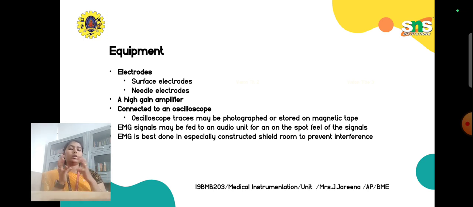And last one, for everything to be fixed in the proper manner, you have to do some isolation, so that you can avoid some kind of interference, that is electromagnetic interference. Okay, so this is all about the equipment part.